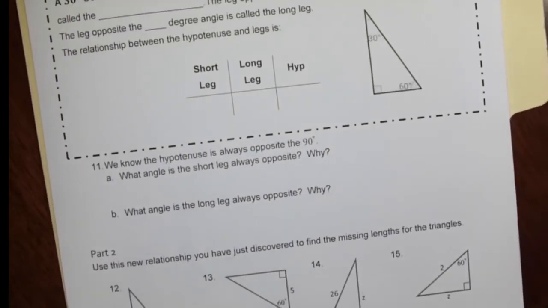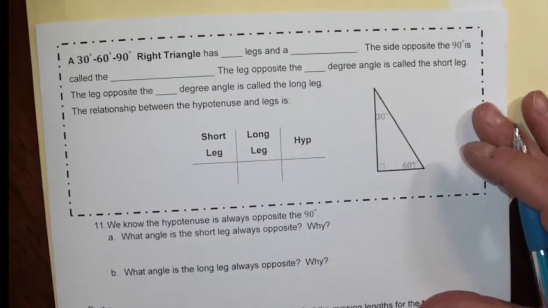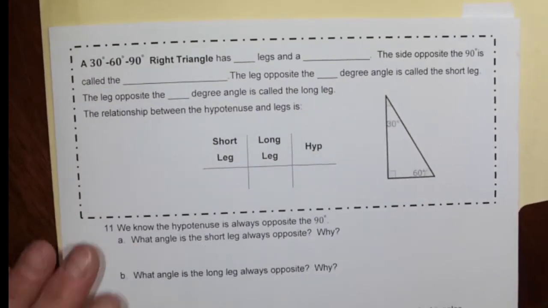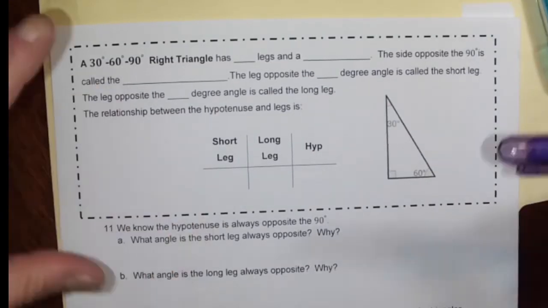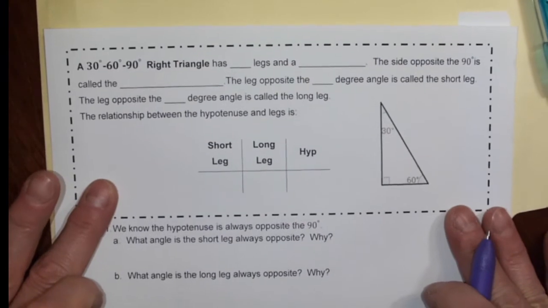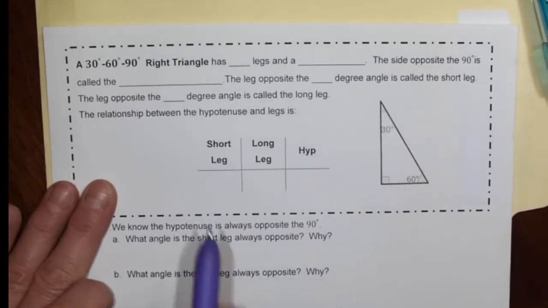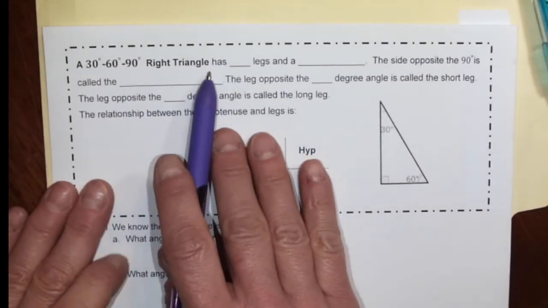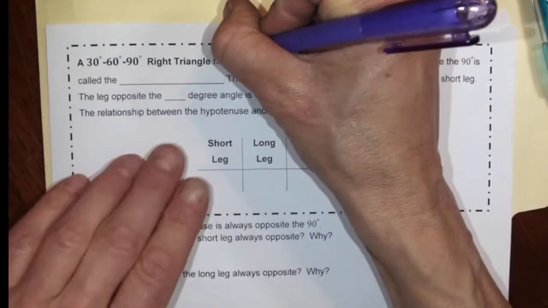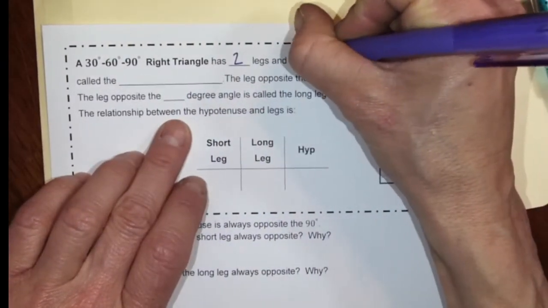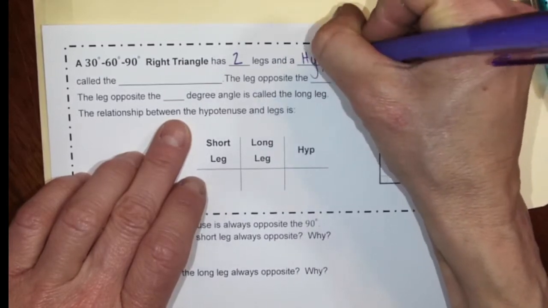Okay, so we may need to split this up into 2 videos. Going through the examples tends to be a little more difficult, but once we kind of formalize this, you'll see how to kind of do some problems. So a 30, 60, 90 degree right triangle has 2 legs and a hypotenuse.